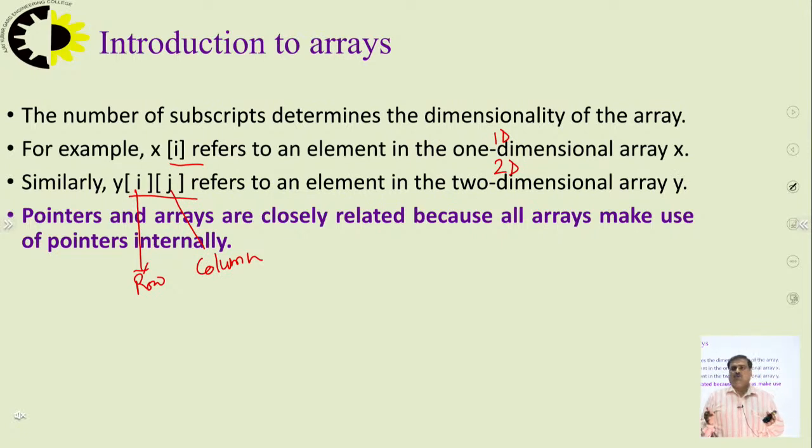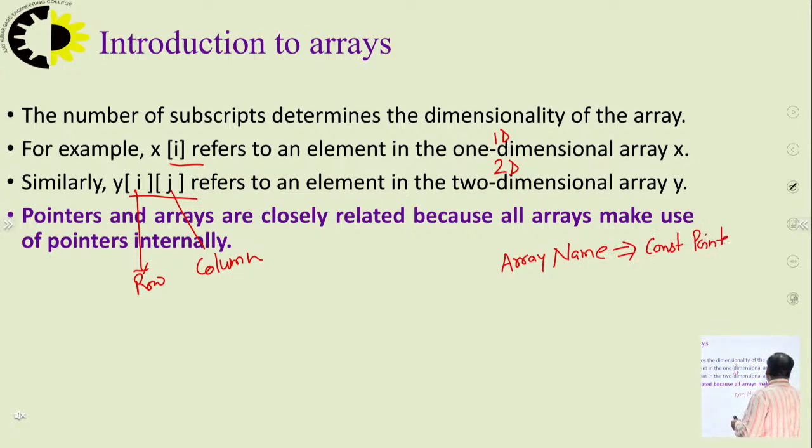So, in this situation what is happening is that the array name is behaving like a pointer, and that pointer is going to be used internally. We can also say that the array name refers to a constant pointer. That means we cannot change the pointer or the address which it is referring to by adding something to the array name. So, that is not possible.